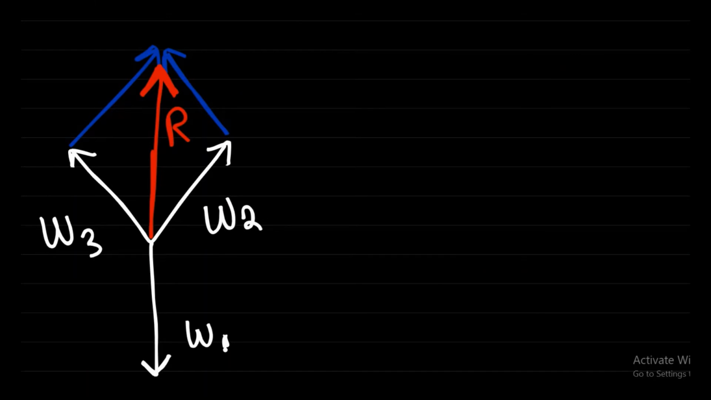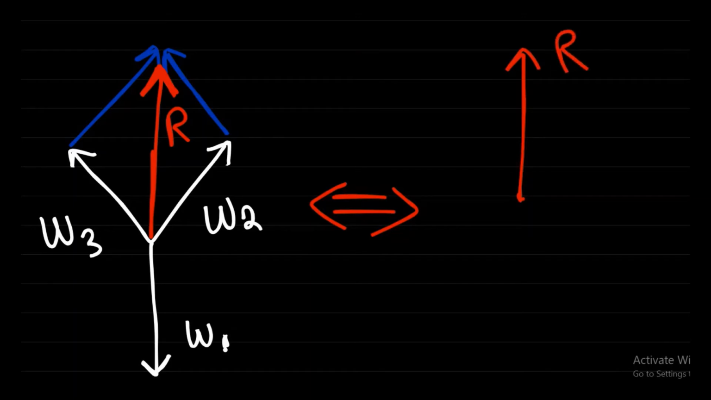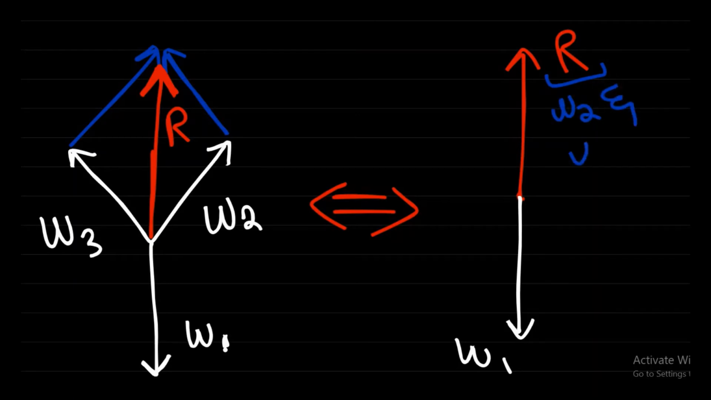Once you have found the resultant of W2 and W3, you can move on to make an equivalent diagram for this system of forces. So that's your R and that's your W1. This R is the combined effect of W2 and W3.